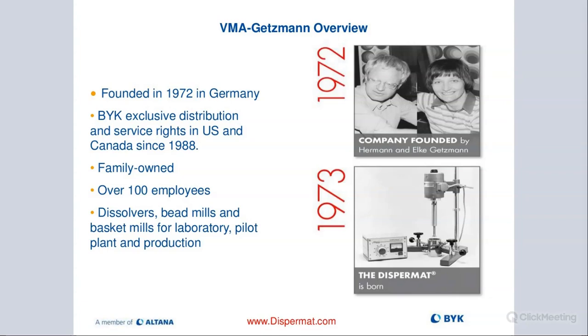And you can see the company, VMA Getzmann, they own the Dispermat trademark name. The company was founded in Germany in 1972 by this beautiful couple. On the top right, Hermann and Elke Getzmann. Hermann is still visiting the company about 3 days a week, just to make sure that they still follow his design philosophy. And we'll talk a little bit about that in some slides to come.